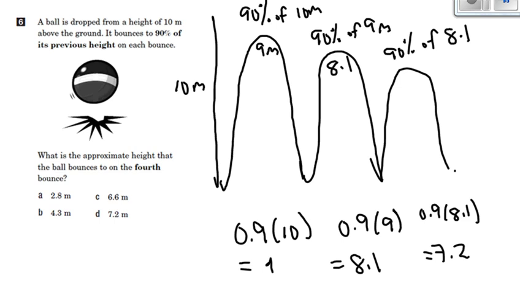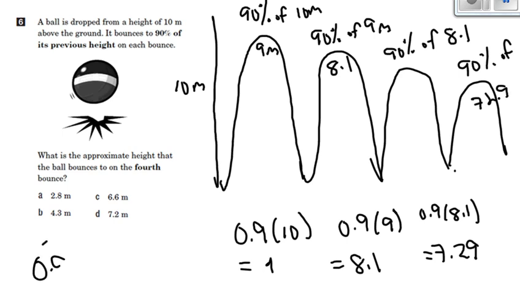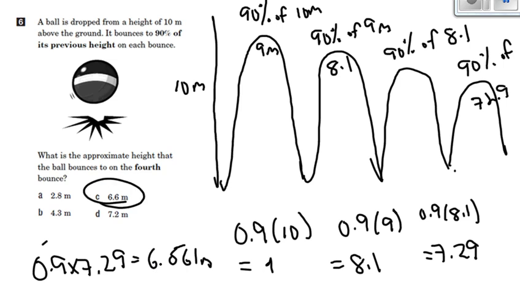And one more bounce. So now I want 90% of 7.29. So I'm going to do 0.9 times 7.29, and that gives me 6.561 meters, and that rounds to 6.6 meters. There we go.